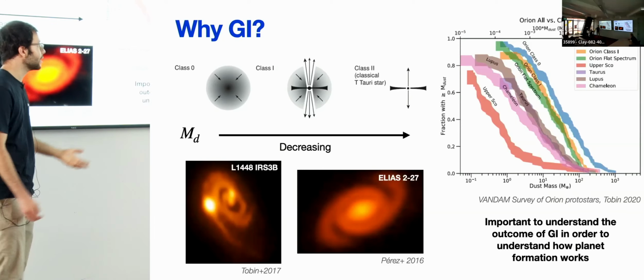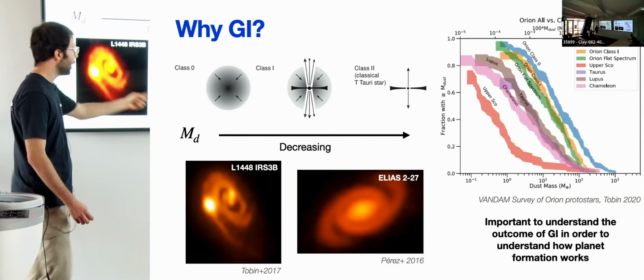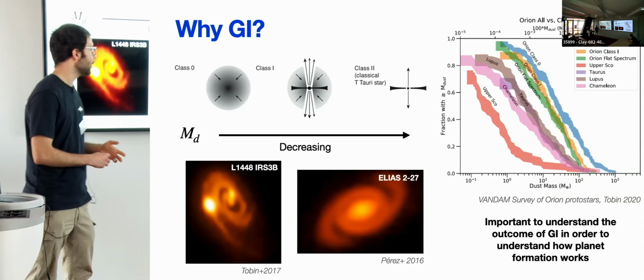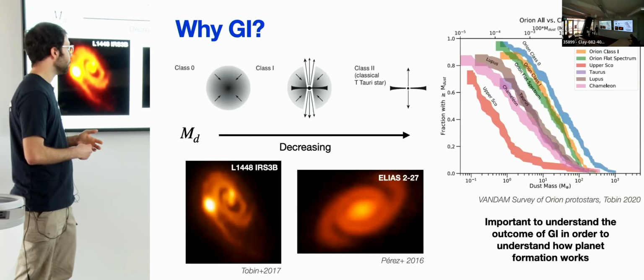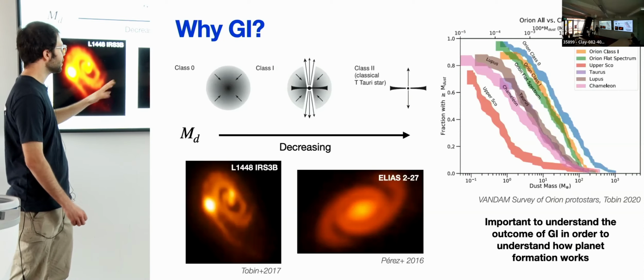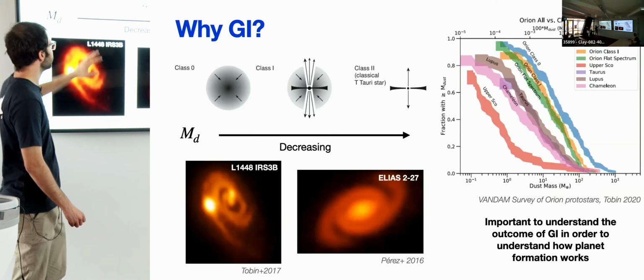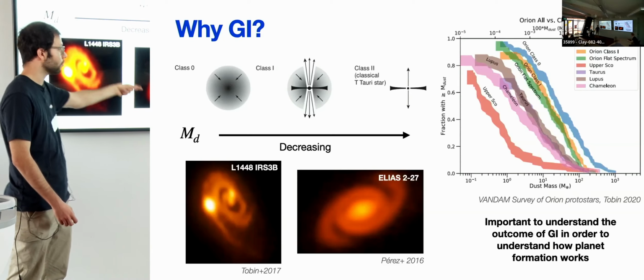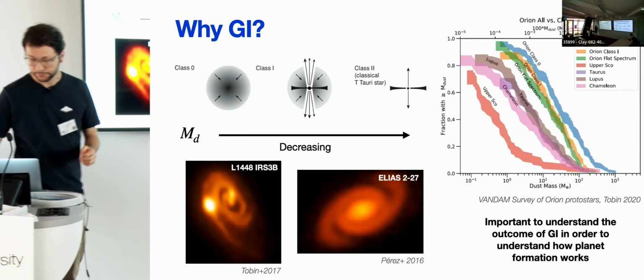Here I'm just showing you two examples where we see gravitational instability acting. The first one is a class 1 disk, where we see a fragmentation of the disk due to gravitational instability. The other system, Elias 2-27, is a class 2 disk, and we believe that it is gravitationally unstable. So gravitational instability is important, of course, in class 0 and class 1, but also in class 2 objects.